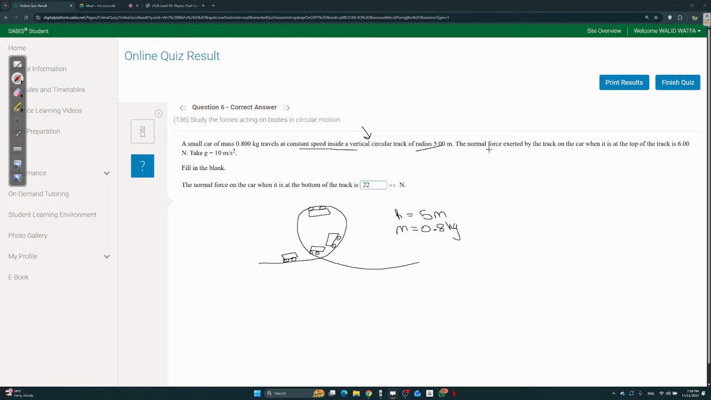They told us that the normal force on the track when it's at the top of the track is 6 newtons. So over here, what's the normal force? It's 6 newtons. But how does it look? It goes down like this. This is the normal force because it's the surface pushing on the car. What other force is pulling this car down? Isn't it the weight as well? Yeah. They're saying what's the normal force on the car when it's at the bottom of the track?